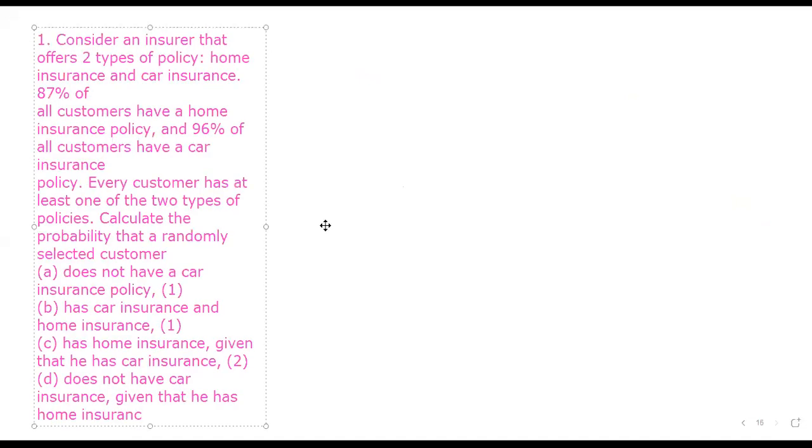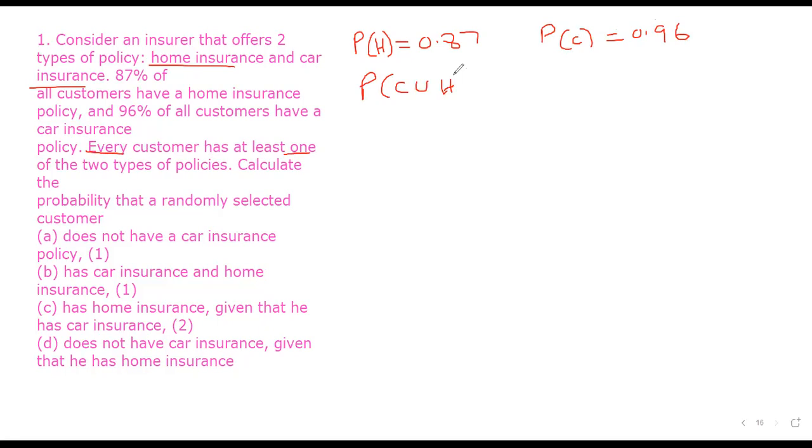So we're given this question here. There are two policies: the home insurance and the car insurance policy. 87% of all customers have a home insurance, so probability of H is 0.87. Then we are also told that 96% of all customers have a car insurance, so probability of C is 0.96. Further, all the customers have at least one of the two types, so C union H is equal to 1.